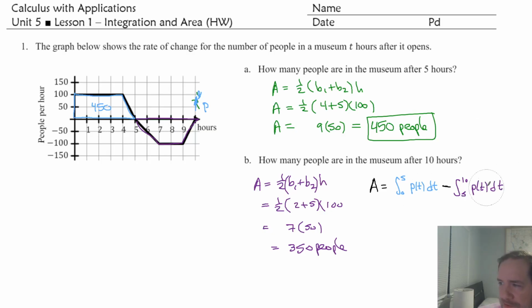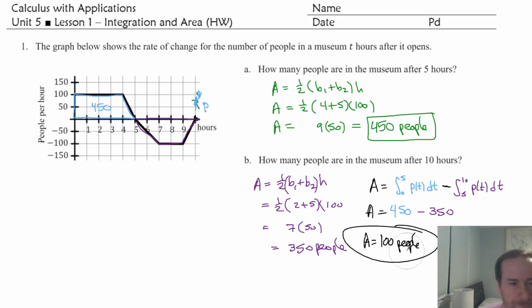And again, this is notation you don't really know, but just to start using it to get you accustomed to it, we know that first hunk of area is positive 450, and the second hunk of area that we found is negative 350. So that means after 10 hours, there's only 100 people in the museum. And that's it.